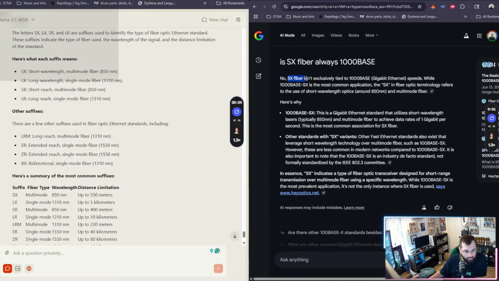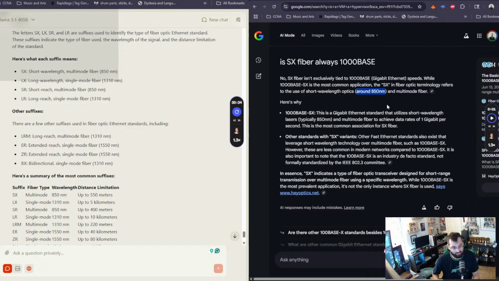No, SX fiber isn't exclusively tied to 1,000 base gigabit Ethernet speeds. While 1,000 SX is the most common application, the SX fiber optic terminology refers to the use of short wavelength optics. Buddy, short wavelength optics. So its core size tells you which of these standards it's going to be.